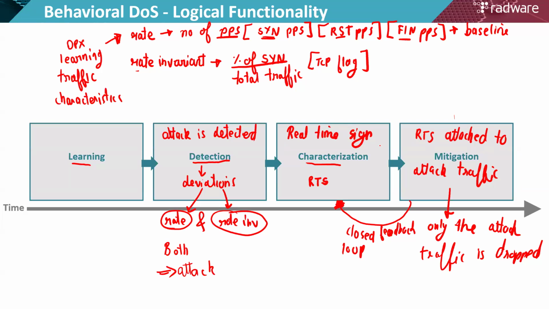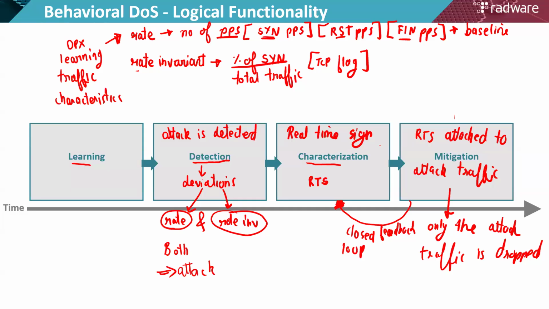It could be SYN packets per second, reset packets per second, or finish packets per second. With the help of this, we will create a baseline of the expected traffic during peacetime. So that is your rate part. Rate invariant is the percentage of a particular packet with respect to total traffic, based on the TCP flag distribution. All this is learned during the learning phase.